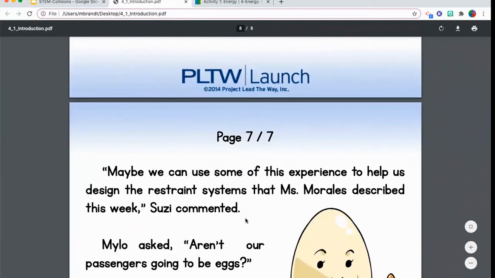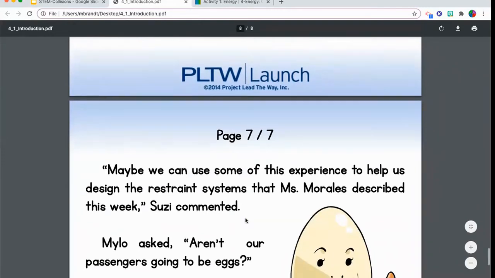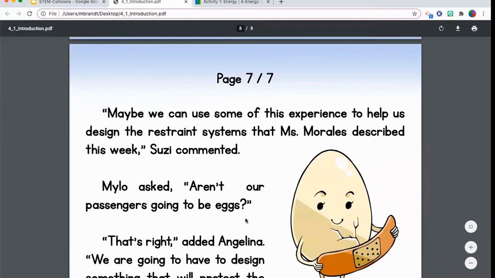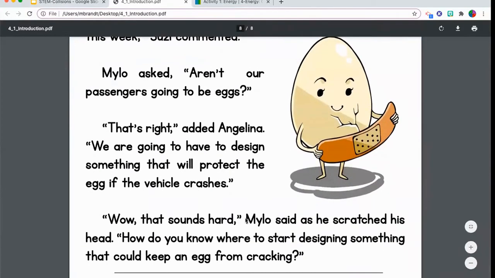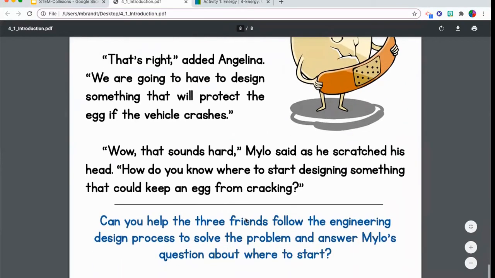"Maybe we can use some of these experiences to help us design the restraint systems that Miss Morales described this week," Susie commented. Milo asked, "Aren't our passengers going to be eggs?" "That's right," added Angelina. "We are going to have to design something that will protect the egg if the vehicle crashes." "Oh, that sounds hard," Milo said as he scratched his head. "How do you know where to start designing something that could keep an egg from cracking?"